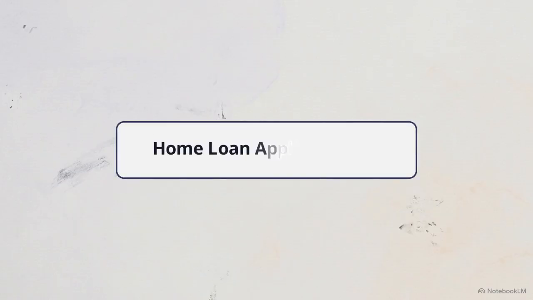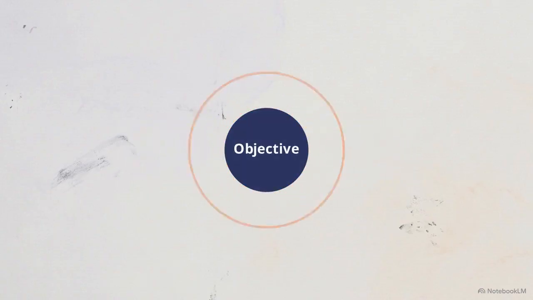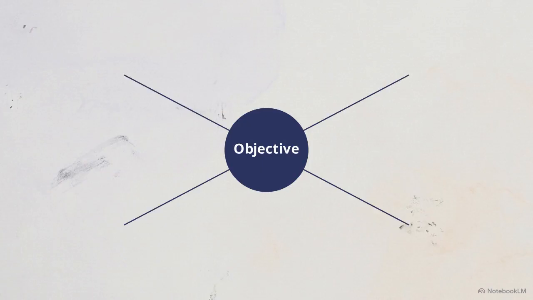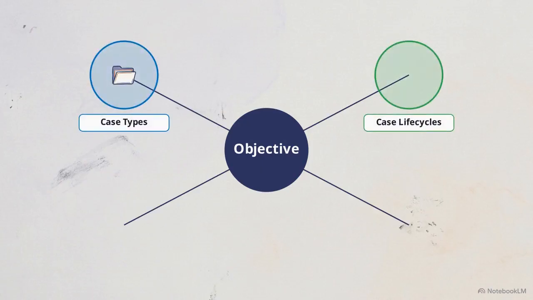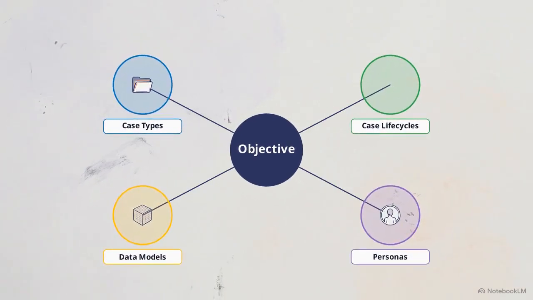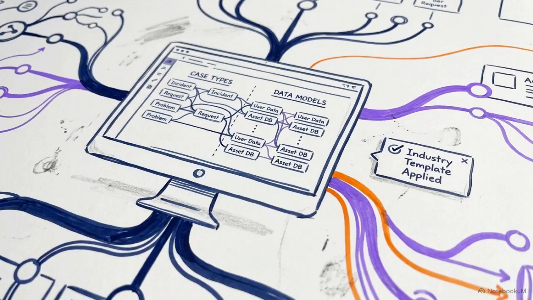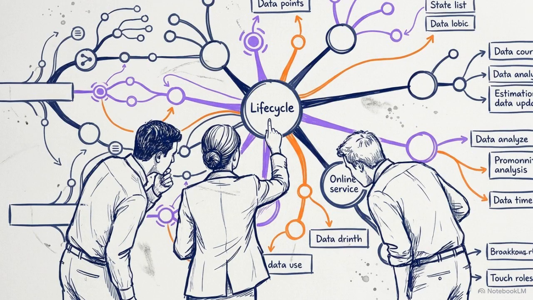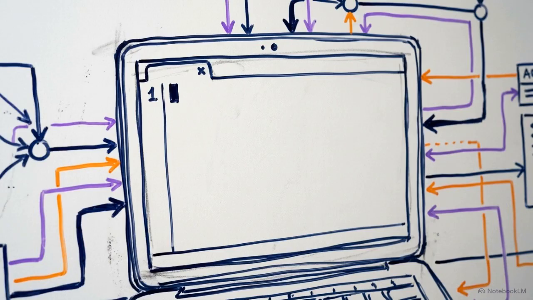You just type your objective, like home loan application, into the prompt. The AI takes that text and immediately generates a foundational design. Specifically, the AI maps out 4 essential building blocks: case types, case life cycles, data models, and the personas using the system. Because the AI generates these templates using established industry best practices, your project gets an immediate, highly validated starting point. Generating this visual roadmap first means your team can evaluate and approve the logic of the entire workflow before anyone writes a single line of code.